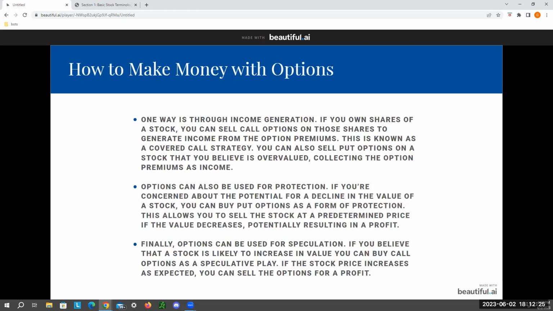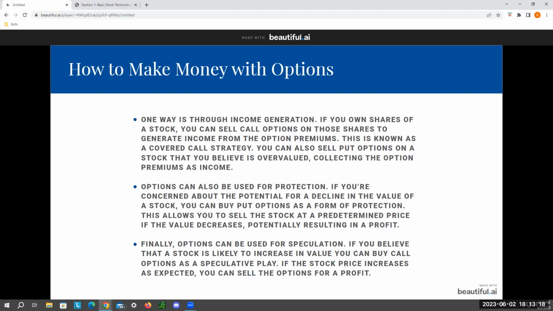So how can you make money with options? One way is through income generation. Remember we talked about income generation. If you own shares of the stock, you can sell, also called writing, the options contract. Simpler said, you can sell call options on those shares to generate income from the options premiums. This is known as a covered call strategy, which we'll get into on day 4. You can also sell put options on a stock that you believe is overvalued, collecting the option premiums as income. Remember, you can only do so if you own those shares, and each contract is 100 shares. So for every contract you write, you must own 100 shares. So if you wanted to write 5 contracts, you must own 500 shares. I don't want to, that'll get too complicated. We'll talk about that another day.